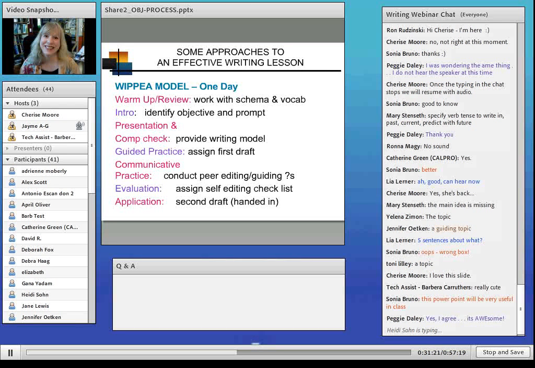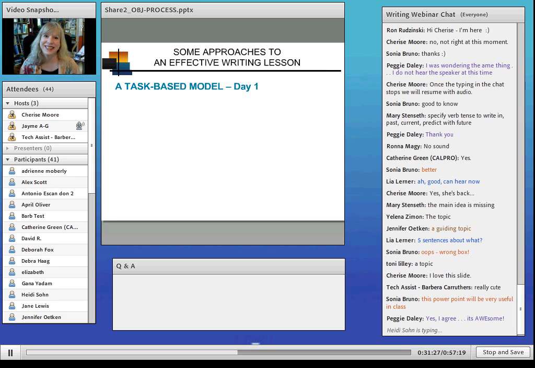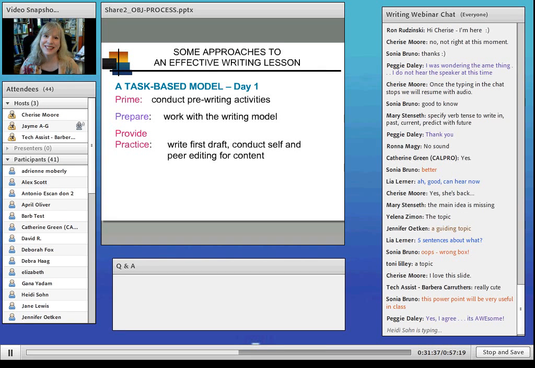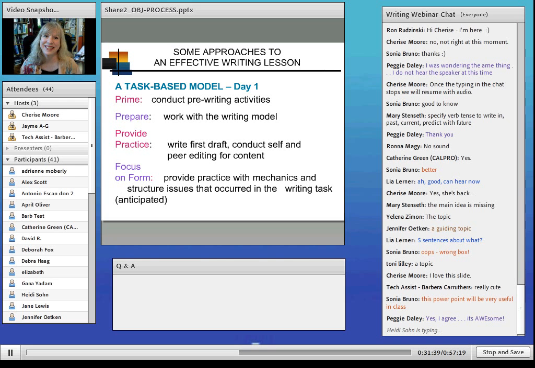This is really for short pieces of writing. If you want to have the students do extended writing, then you want to look at a task-based model where you conduct pre-writing activities as a priming. You prepare them with working with the writing model, and this is all on day 1. So in task-based, we don't focus on form initially. We focus on form after the students have had a chance to practice and we've identified where the gaps are.